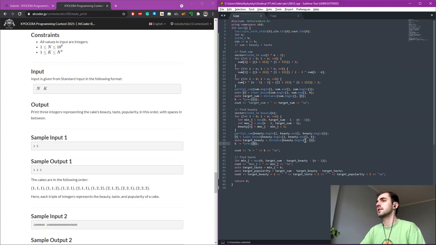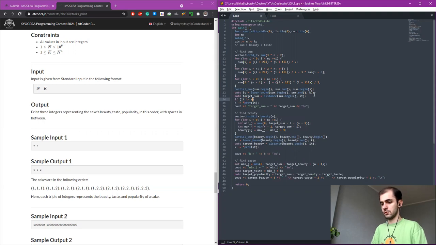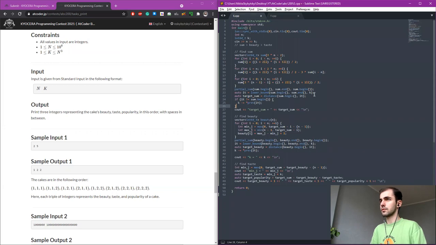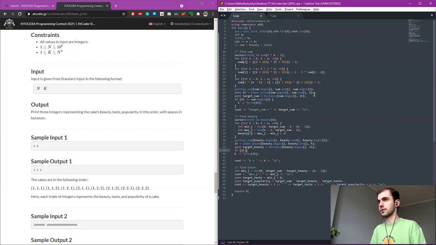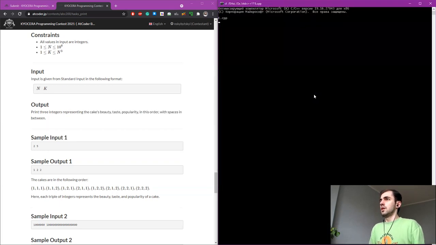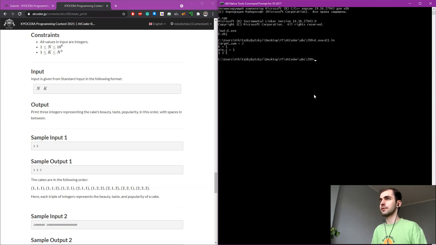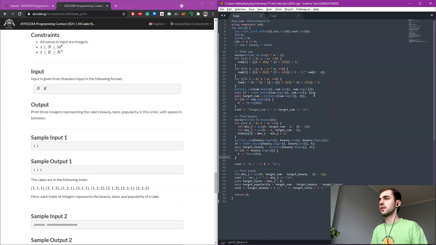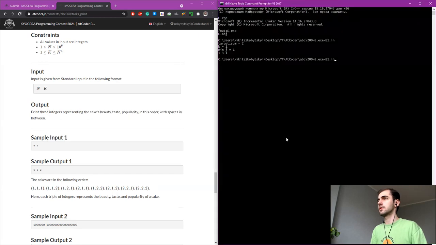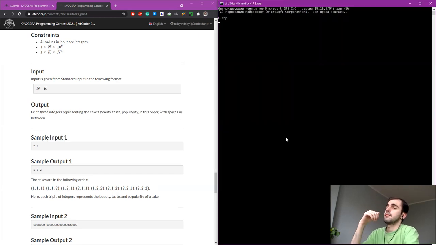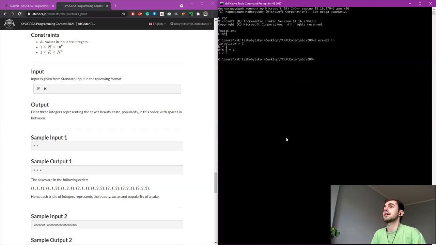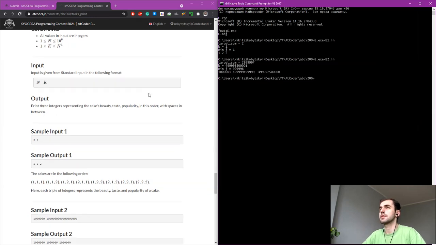Oh, of course, because if iterator is beauty begin, then we're subtracting just an incorrect value. Otherwise, we don't have to subtract them, and that's the point. Well, that's wrong. Why? Because this is one based and that was zero based. Okay, 1, 2 is correct. Ignore debug out. That's clearly incorrect.